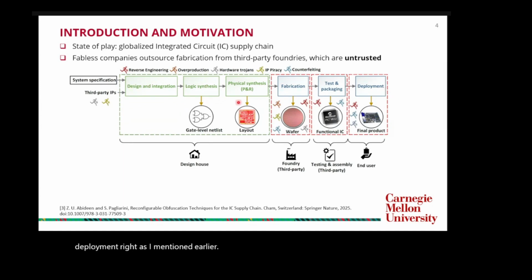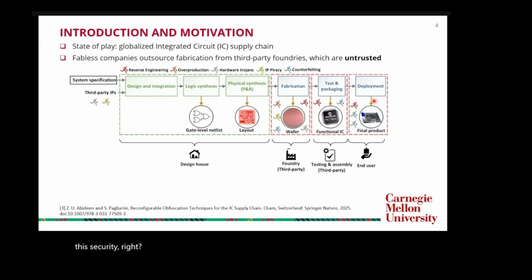highlighted in red and green color, and we can see that the red ones are untrusted stages, and there are multiple security threats that emerge from these untrusted stages. For example, reverse engineering, overproduction, hardware trojans, IP piracy, counterfeiting, fault injection attacks, and side-channel attacks. Right, so there is a lot, and we need to cover this security. Let's discuss these threats step by step.